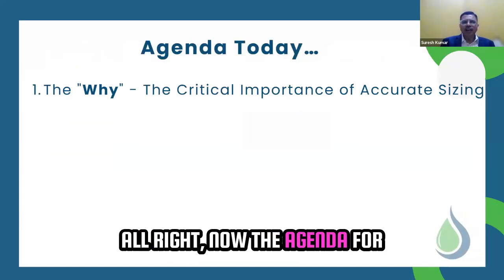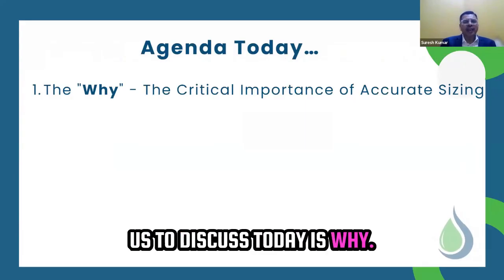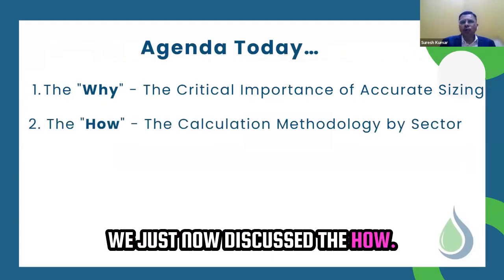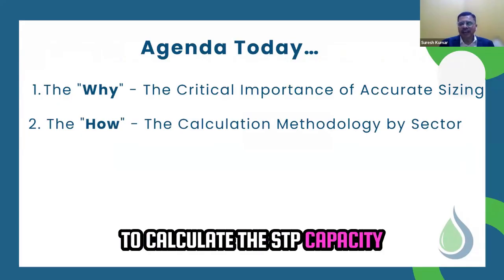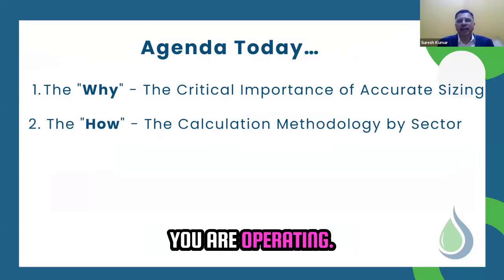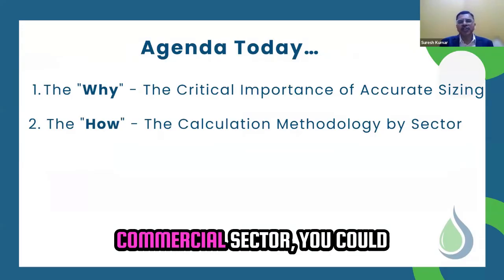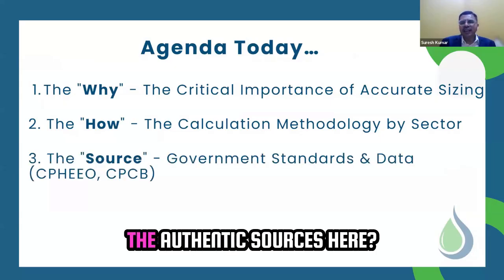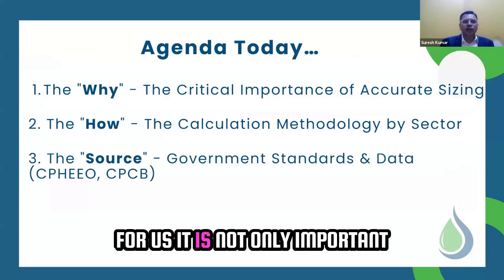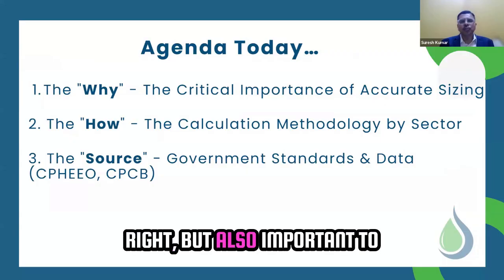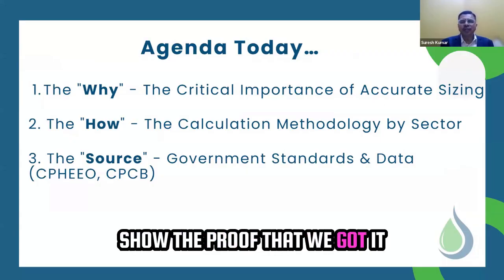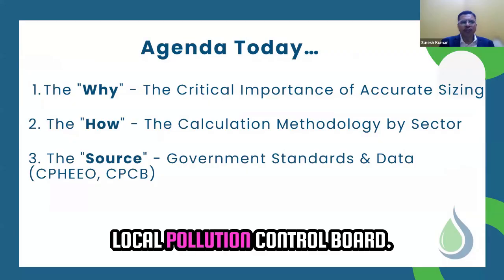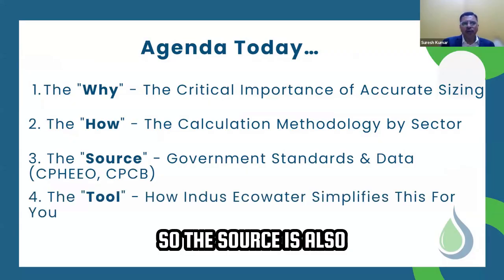Now the agenda for us to discuss today is the why of correct sizing, which we just discussed. Then the how: we are going to calculate the STP capacity based on which sector you are operating in. You could be in the residential sector, the commercial sector, or the municipal sector. And from where, what are the authentic sources? It is not only important to get the capacity right, but also to show proof that we got it from authentic sources, especially when we file an application or give a presentation to the local pollution control board. So the source is equally important.